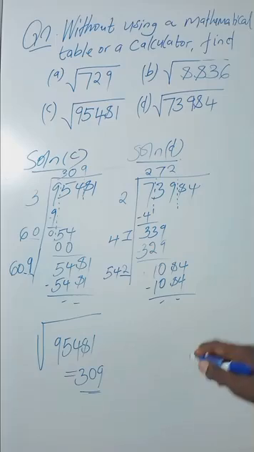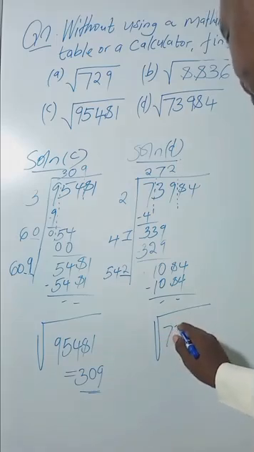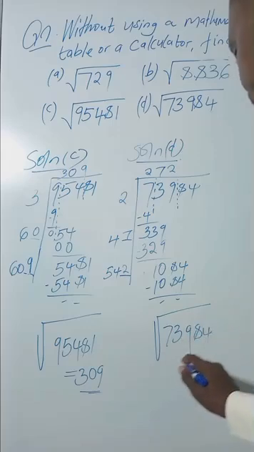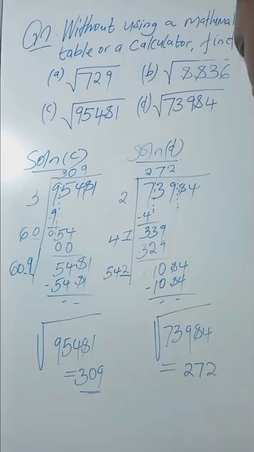So what does it tell us? That the square root of 73,984 is equal to 272. That is 272.